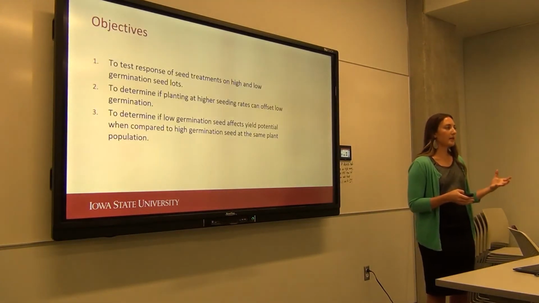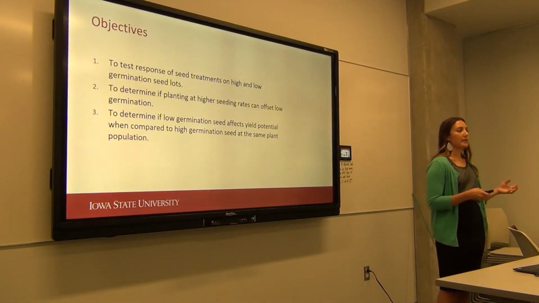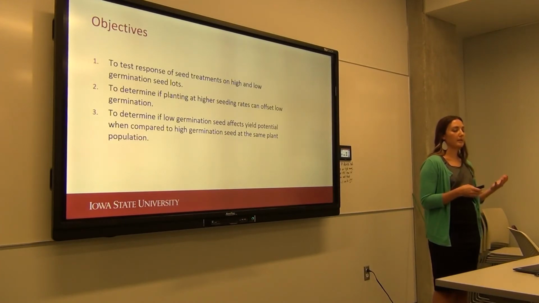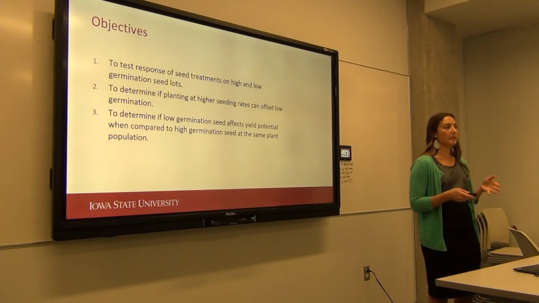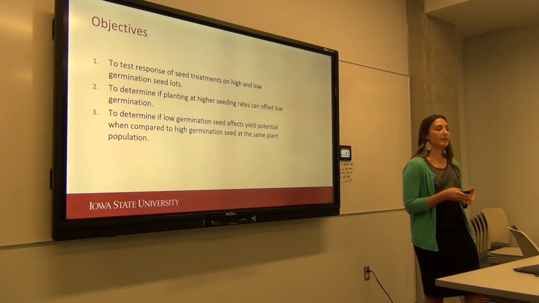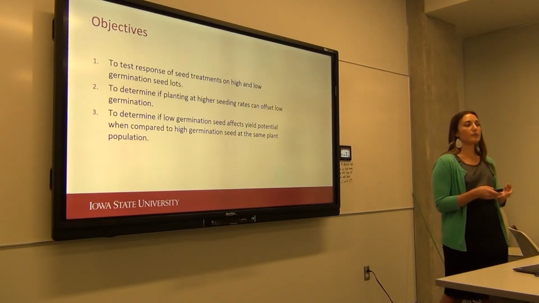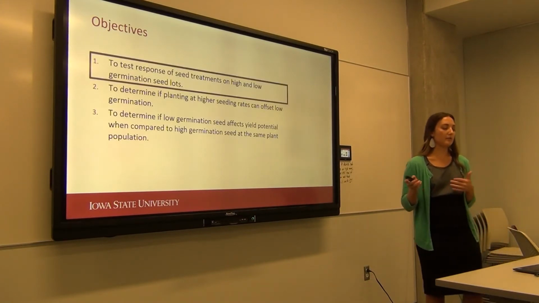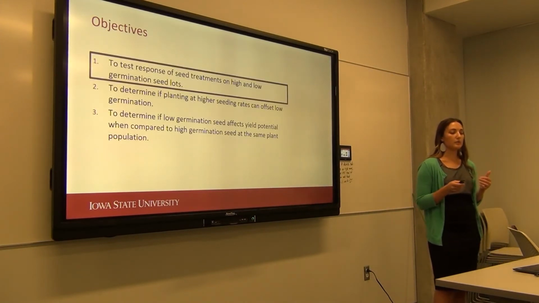So using the seed lots that we collected in 2018 and 2019, we designed 3 field experiments to test in 2019 and 2020. The first experiment was a seed treatment experiment. The second experiment was a seeding rate experiment. And the third was a yield potential experiment. And first, I'll talk about the first objective, which was to test the response of seed treatments on the high and low germination seed lots.